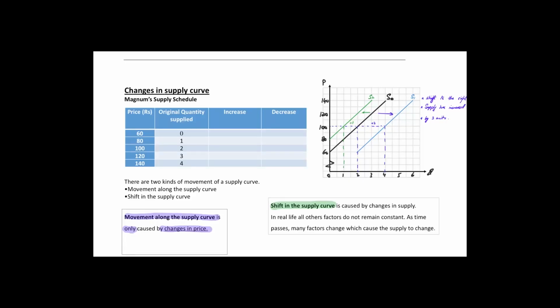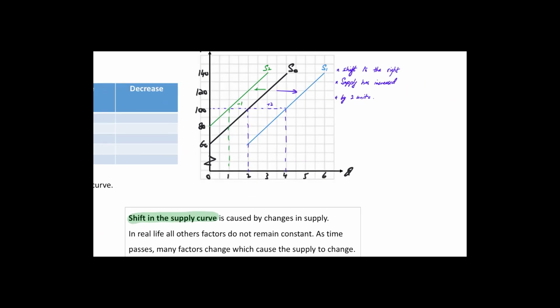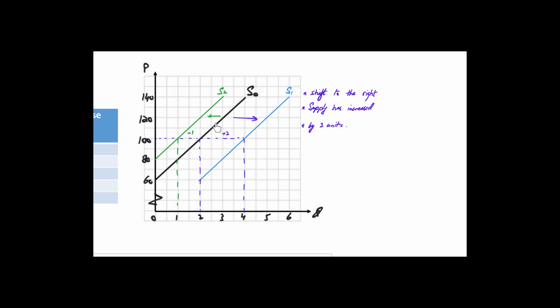So, as per our discussion, we've learned that movement always happens because of the y axis, whereas the shifts are just curves moving to the right and the left. Whenever you're showing an increase, you move to the right or downwards. It actually means the same thing.